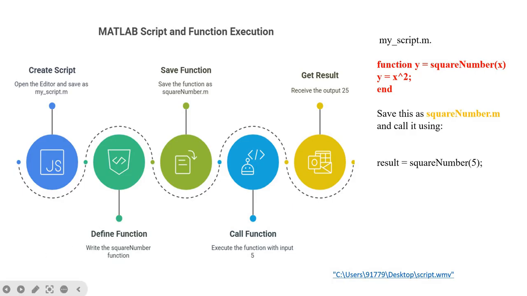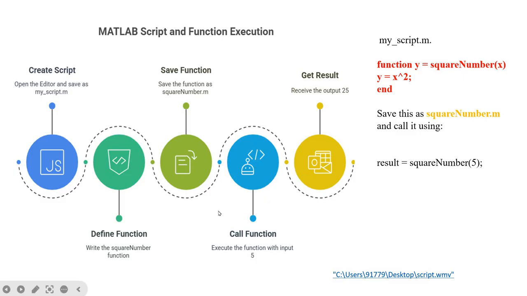Then suppose we want to define a function. We want to define a function to find the square of a number, and we'll name the function squareNumber. Now what is a function? A function is a block of code that will take the input and return the output. Next, we'll define the function and save that script file with the function name itself with the .m extension, and we'll write the function in that file.